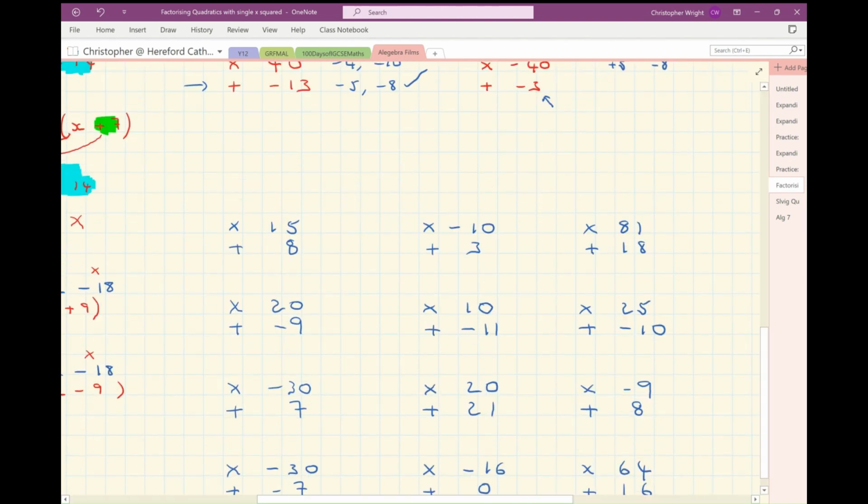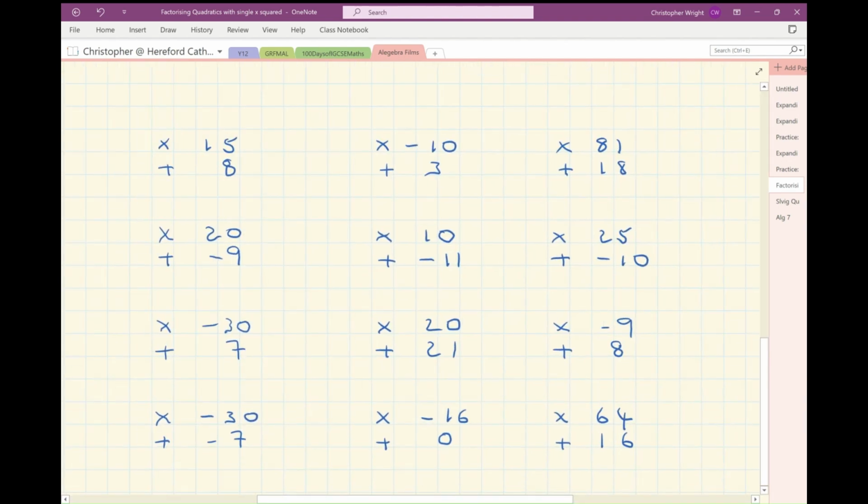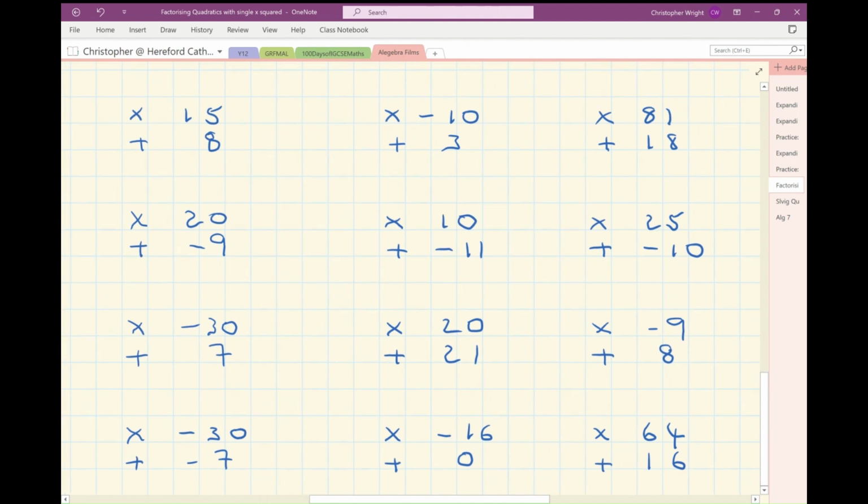So here are 12 examples. Why not pause the video and have a go at each one? If you get stuck, move on. Pause the video and then play the video when you're ready for me to run through them. Okay, so I'm going to run through the answers to these now.